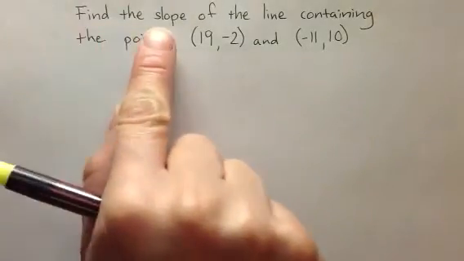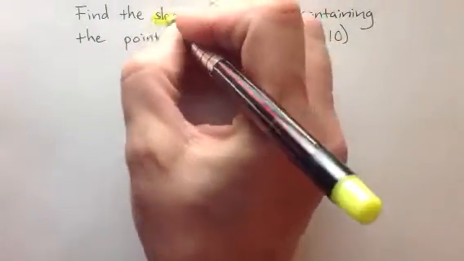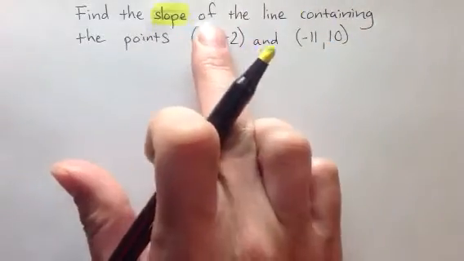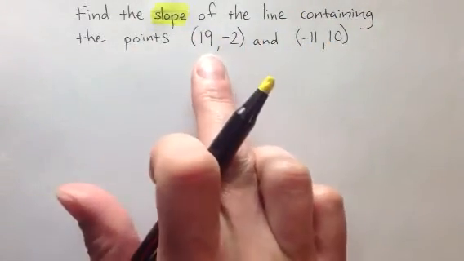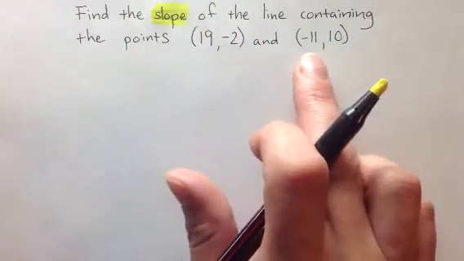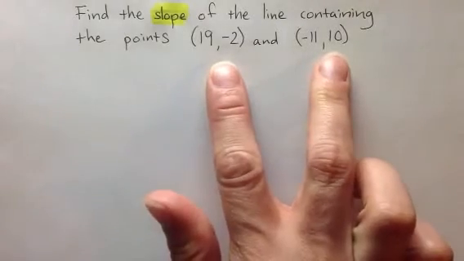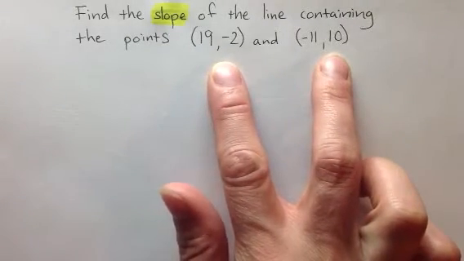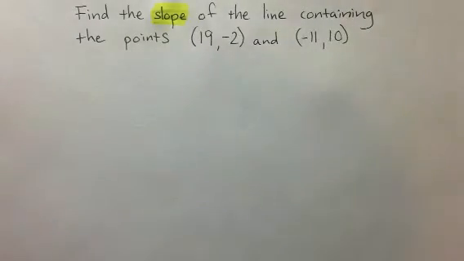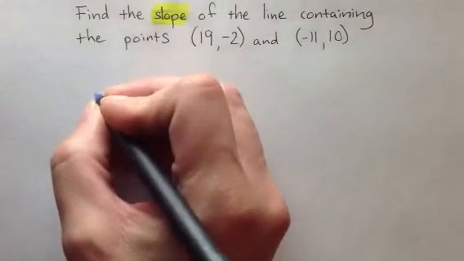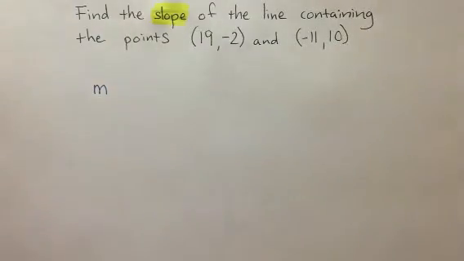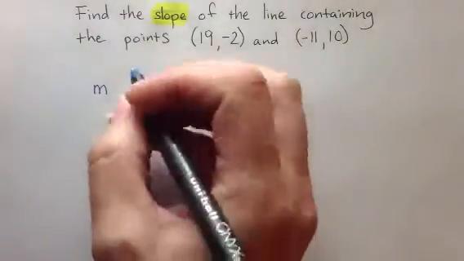Directions say find the slope, I know that's an important word. Find the slope of the line containing the points (19, -2) and (-11, 10). Since I have the coordinates of both these points, I'm going to use the formula to do this algebraically. If this was an important test, I'd probably even take out graph paper when I was finished and check my rise over run to make sure that I get the same answer.